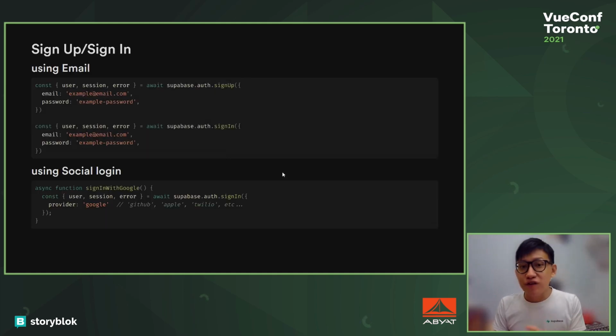I mentioned you can use different types of sign-in. Let me just do a quick example as shown here. You can simply use an email and password to sign up and sign in to your application. And if you want to use any provider, for example Google, GitHub, Apple, Twilio, and so on and so forth. All right, this is just how easily you can log in your user.